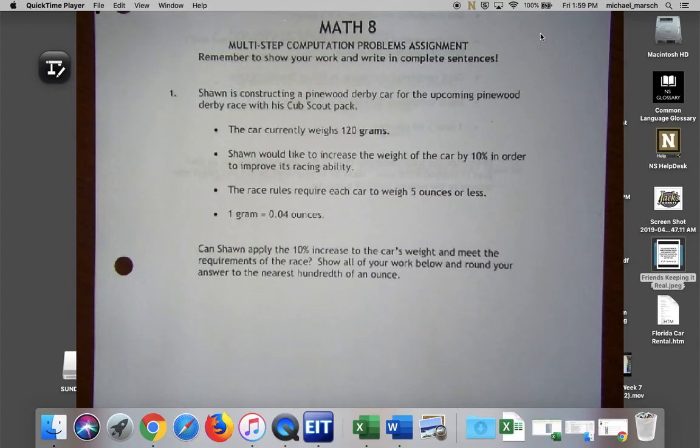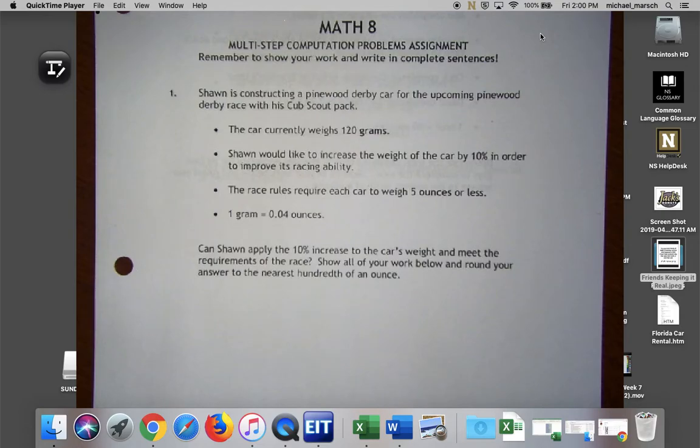Sean is constructing a Pinewood Derby car for the upcoming Pinewood Derby race with his Cub Scout pack. The car currently weighs 120 grams. Sean would like to increase the weight of the car by 10% in order to improve its racing ability. The race rules require each car to weigh 5 ounces or less. 1 gram equals 0.04 ounces. Can Sean apply the 10% increase to the car's weight and meet the requirements of the race? Show all your work below and round your answer to the nearest hundredth of an ounce.